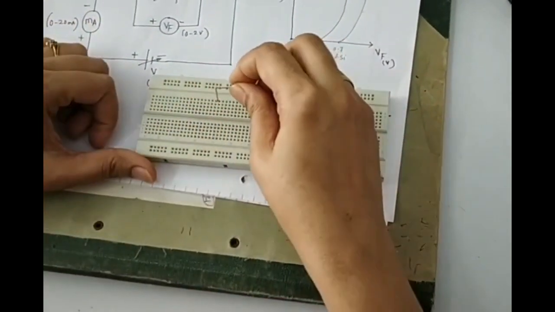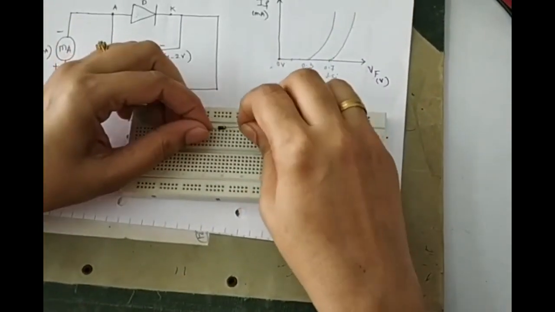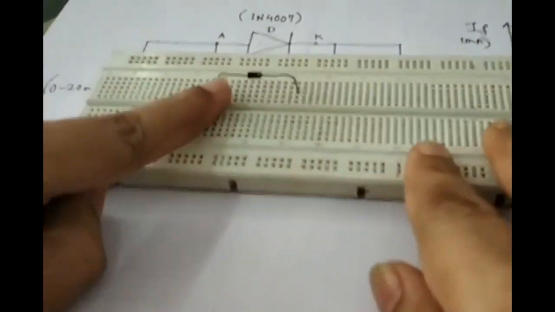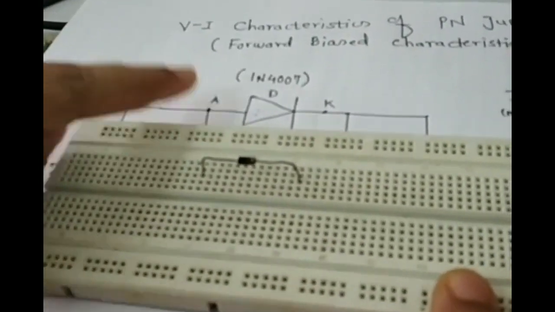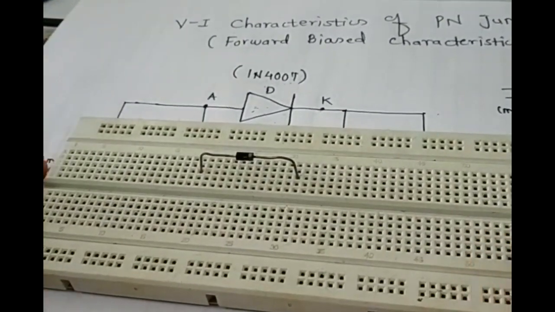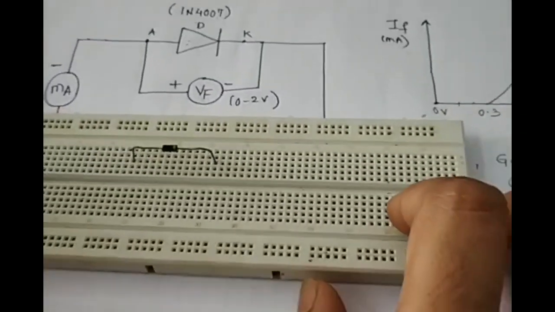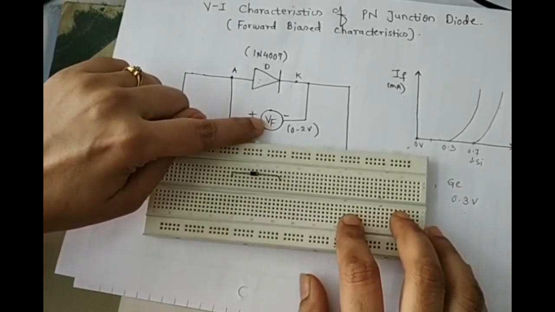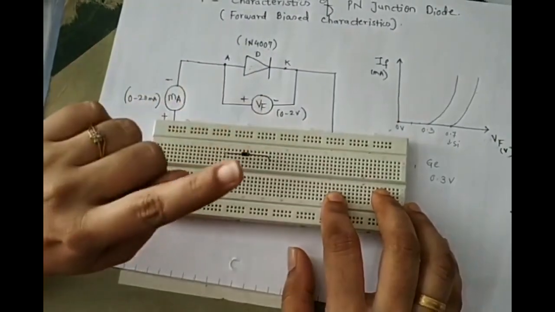So first connect the diode in such a way that, see here, the anode is over here and the cathode is at my right hand side. After that, the next connection: let us connect the voltmeter for forward voltage observation as a DMM.